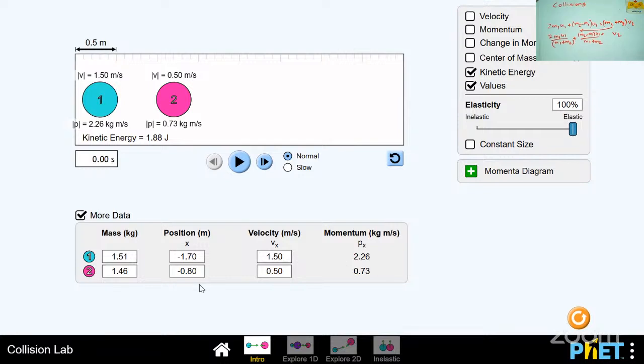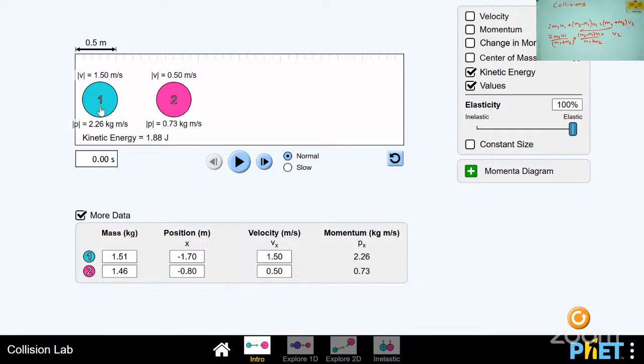Momentum means mass into velocity, so mass 1.51 multiplied by velocity 1.5 is equal to 2.265. So we have 2.26 rounded off. Okay. For the second object, this all belongs to before collision. For the second object, mass is 1.46 into velocity 0.50. Multiplying these two quantities, we get 0.73. That is momentum. Okay, right.